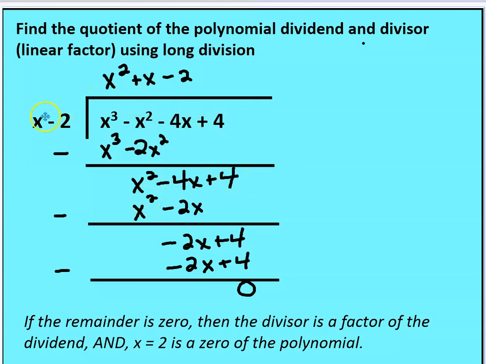And then again, I'm going to divide x into x squared to get x. This becomes the second term in my quotient. Multiply that against both terms in my linear factor to get x squared minus 2x. Subtract x squared minus 2x from what remained from the first set of subtraction. I get minus 2x plus 4. I'm going to divide x into minus 2x. I get minus 2. Multiply minus 2 against minus 2 also, I end up with minus 2x plus 4. Minus minus 2x plus 4 with a remainder of 0.